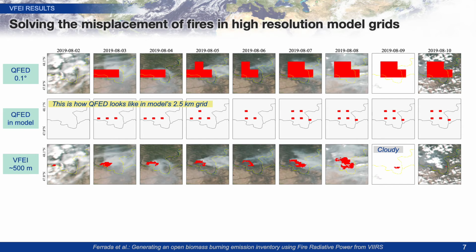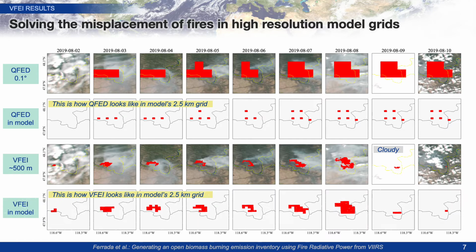Now, this is how VFEI maps the same fire. You can notice that much more detail in the variability and progression of the fire at this high resolution. And when we map this into the model grid, this is the result. The advantages are evident, and this is especially important when simulating fires in complex topography, because if you have a fire misplaced, then the smoke can be subject to different local circulation patterns and plume development.